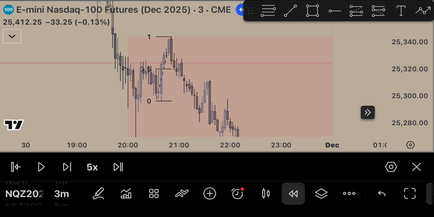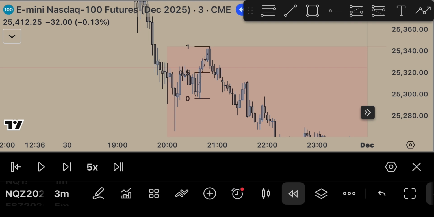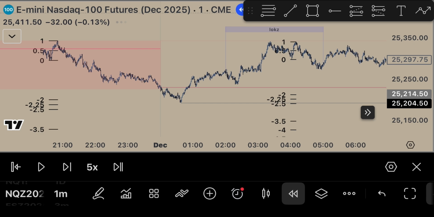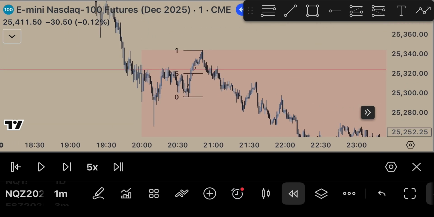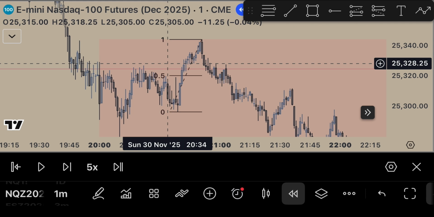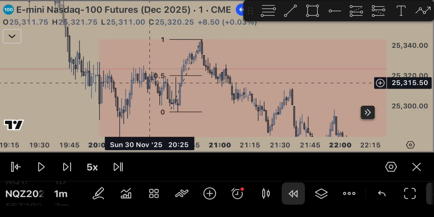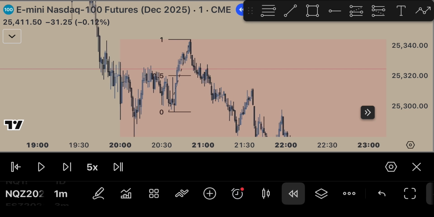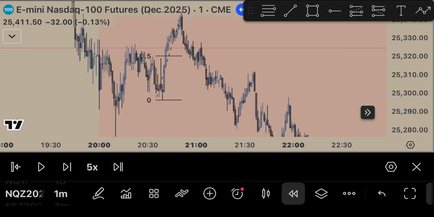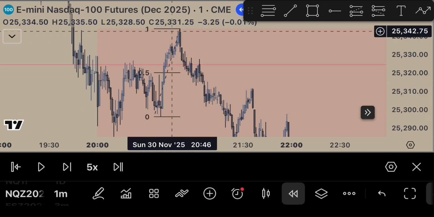Essentially, during Asia, we got this manipulation leg right here. It's more clear on the 1 minute chart. Yikes, and I lost it again. Essentially, you can see we're pretty much shopping around here, just keep reacting off previous week's midnight open, and we finally get a breakthrough over here.